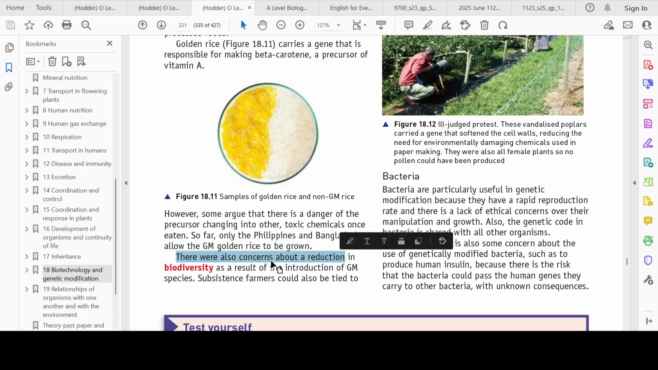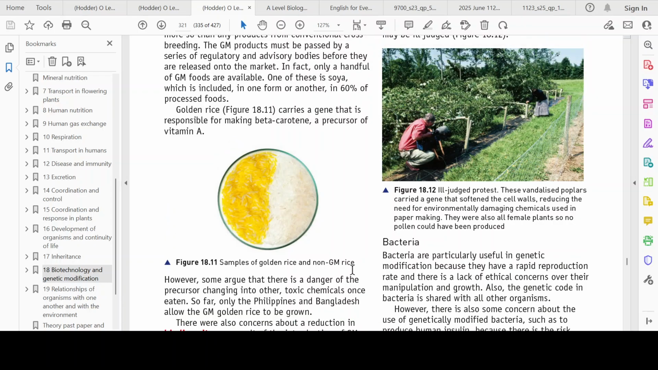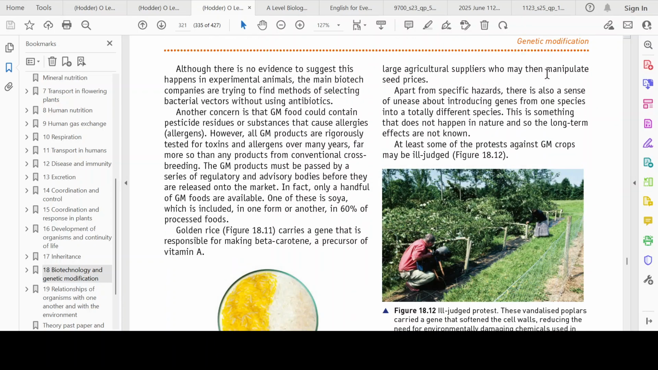There are also concerns about the reduction in biodiversity, right? So if these genetically modified crops are able to survive better than the wild crops, the wild ones will die off, and you'll only have genetically modified crops, and that's going to reduce biodiversity. Also, subsistence farmers could be tied to large agricultural suppliers who may manipulate seed prices. Why? Because these crops are modified to not reproduce on their own. They don't produce pollen, or the pollen is not fertile, right? And so every time the farmer has to buy seeds from the company.